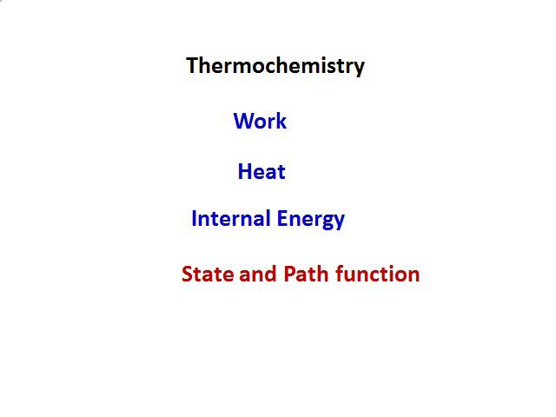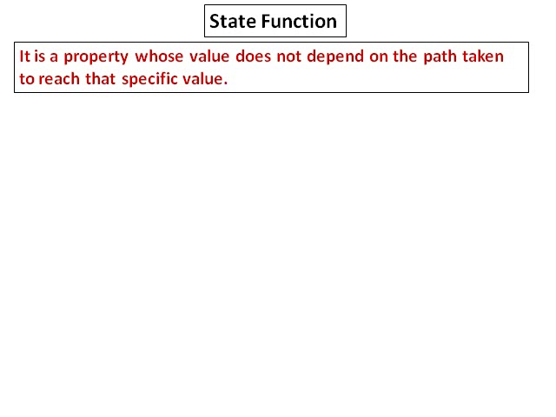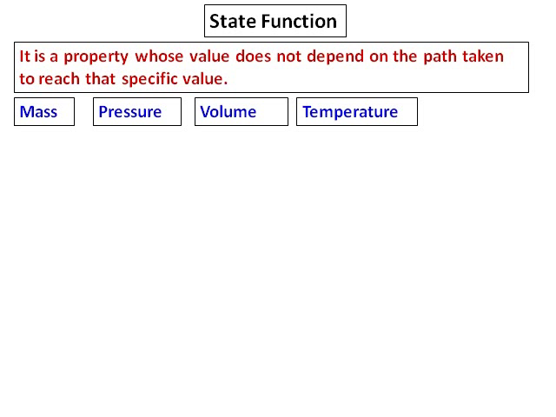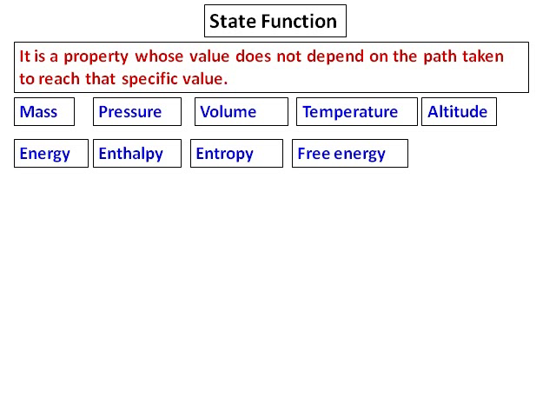The second video on thermochemistry is going to combine heat, internal energy along with work, and it's also going to define what a state and a path function are. The next term you are going to learn is a state function. It's a property whose value does not depend on the path taken to reach that specific value. So what are the examples of state function? They are mass, pressure, volume, temperature, altitude, energy, enthalpy, entropy, and free energy.